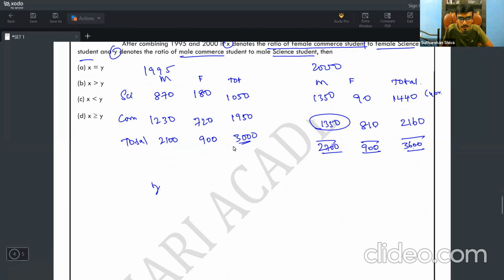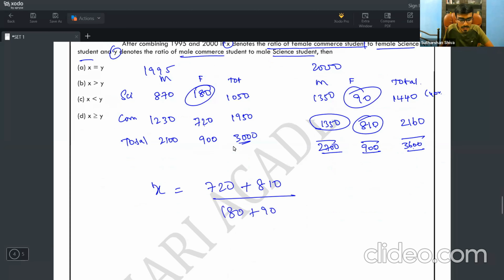X is equal to female commerce, 720 plus 810, divided by female science, 180 plus 90. It is 1530, right? 180 plus 90 is 270. If I divide 1530 by 270, it will become 5.666.